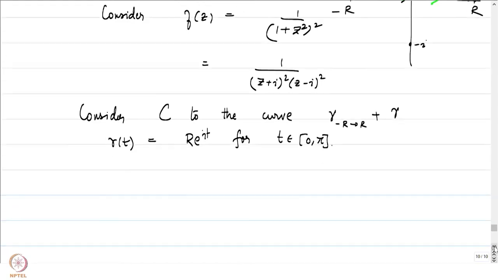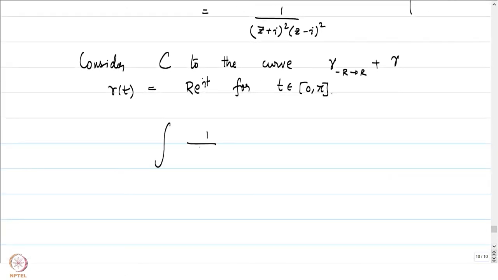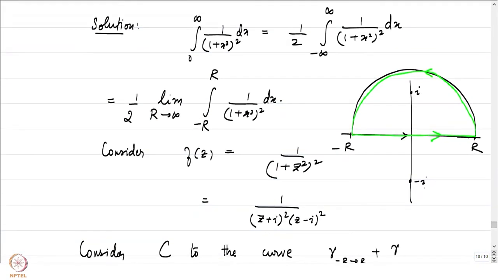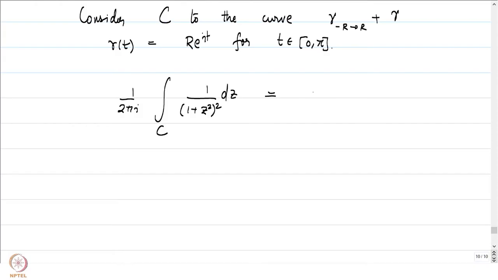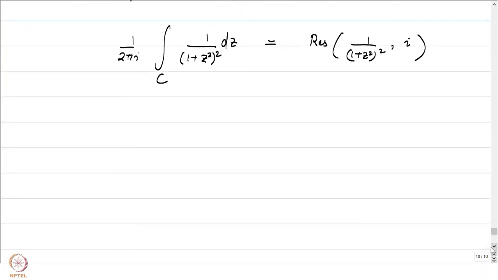And if you look at the integral of 1 by (1 plus z square) the whole square dz over the curve C, again 1 by 2 pi i will come in here. This is just going to be equal to the winding number of this curve around the point i, and the winding number of this curve around minus i is going to be 0. We will be able to conclude that this is equal to 1 times the residue of 1 by (1 plus z square) the whole square at the point i. This is precisely what it is. Let's just quickly compute what the residue is. That's a very easy computation to do.